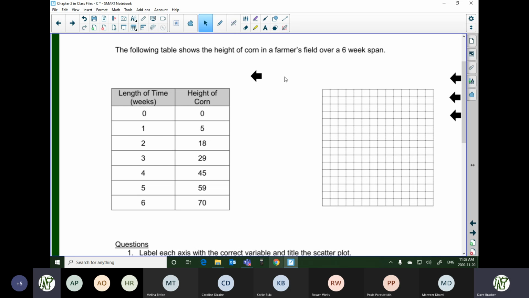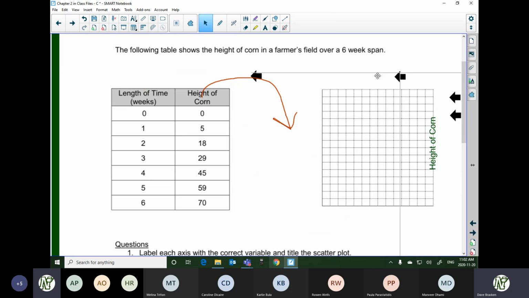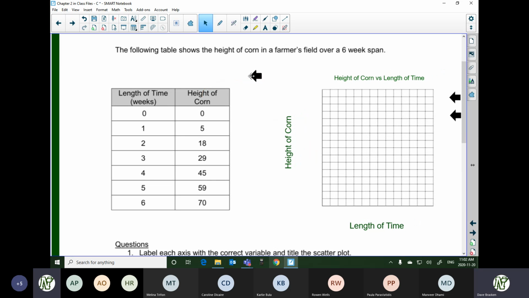Sana, what do you think? How did you know that for sure? Table first, this goes on the bottom, automatic. Height of corn is second, this goes on the side. So down below is the length of time, on the side is the height of corn, but when we title this, make sure you put the height of corn first, and then the length of time second. So that's how you would title it. Make sure you leave a little bit of space there so you can put your scales on your numbers.